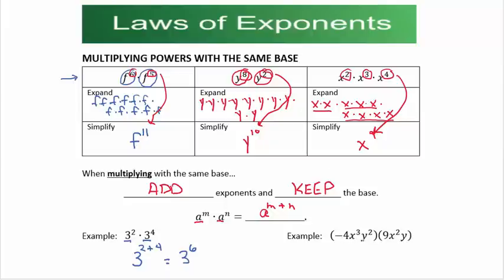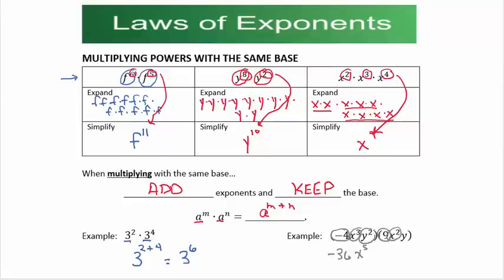Negative 4 x to the 3rd y to the 2nd times 9 x to the 2nd y. So first of all, I have these coefficients, negative 4 and 9, so I'm just going to multiply those and get negative 36. And then I have x to the 3rd and x to the 2nd. Since I'm multiplying, I'm going to add the exponents. Keep the base of x and add those exponents. 3 plus 2 is 5.